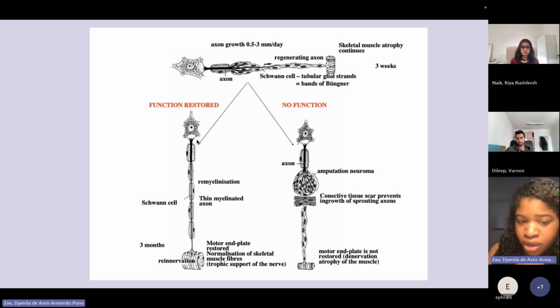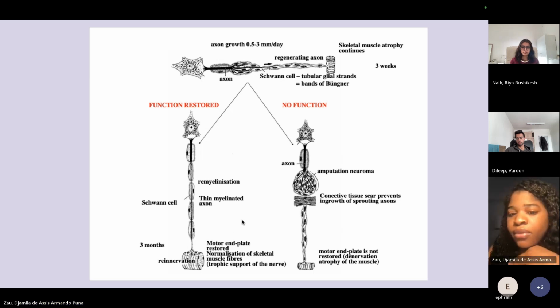We can have a proper neuron where the function is restored, or we can have a neuron where the function is not restored. And the one where the function is restored, you have the proper axon, you have remyelination, you have the Schwann cells, the motor end plate is restored, it's connected to muscle fibers, etc. And everything is working fine. Or we can have one that it's there but it's not functioning. And this is essentially how it would look like. You just have a lot of connective tissue, a lot of scars, and you can see something known as amputation neuroma.